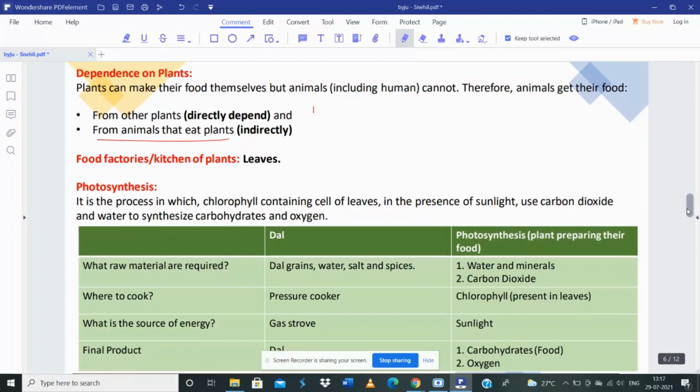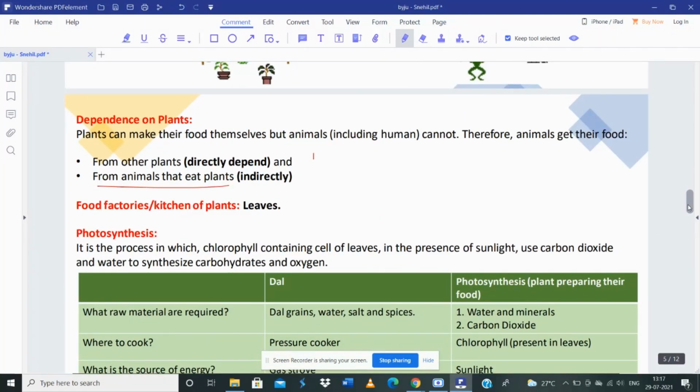Now can you tell me at what place in your house your father cooks food? In the kitchen, right? Exactly. So in the case of plants, they also prepare their food in their kitchen. But do you know which part is called the kitchen of plants or food factories of plants? Exactly. Leaves. Leaves are called the kitchen of plants or food factories of plants.